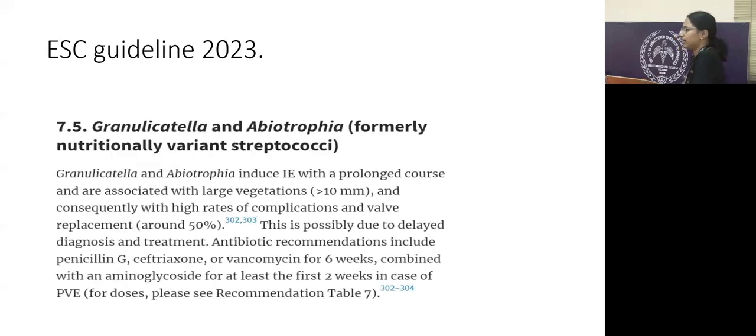This is the ESC guideline 2023 antibiotic regimen for Abiotrophia. The antibiotic recommendation includes penicillin G, ceftriaxone, or vancomycin for 6 weeks, combined with an aminoglycoside for at least the first 2 weeks. They also show it has a prolonged course, larger vegetations, a higher rate of complications, and valve replacement in around 50%.